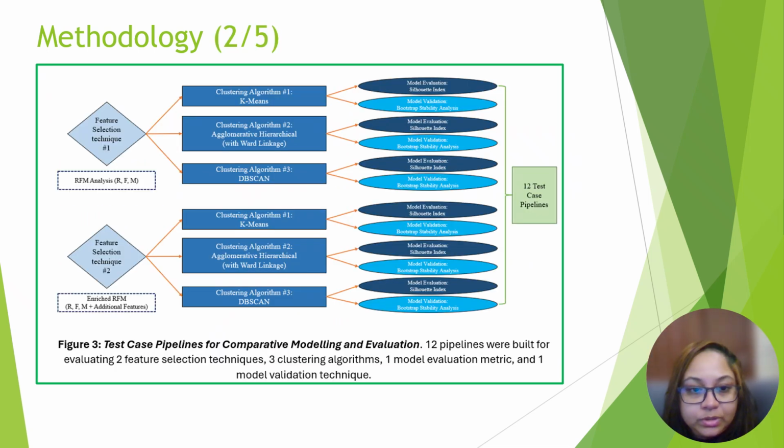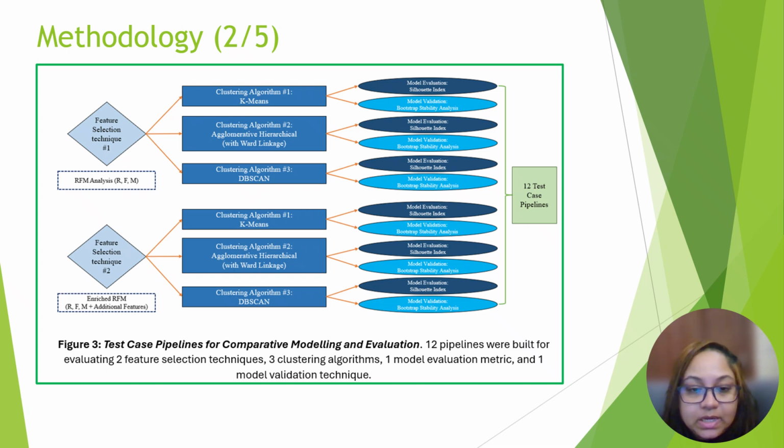Next, this is an overview block diagram of the test case pipelines for comparative modeling and evaluation. Primarily, 12 pipelines were built for evaluating 2 feature selection techniques, 3 clustering algorithms, 1 model evaluation metric, and 1 model validation technique. The first feature selection technique was classic RFM or plain RFM, recency, frequency, monetary. The second feature selection technique was enriched RFM, which is RFM plus additional features like basket size and event proximity, etc.